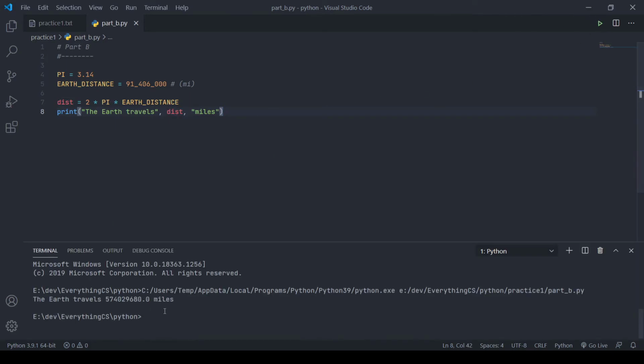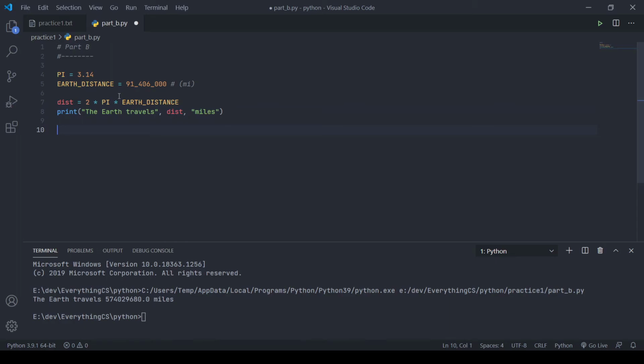So let's go ahead and run this. And then you'll see that the Earth travels, and it is formatted a little weird, and it did force it into a decimal because pi is a decimal. But let's go ahead and see if we can parse this here because it is a little hard to read. So it looks like it's 574,029,680 miles. So that's how much it travels every year. I don't know if that's exactly correct. I haven't looked it up, but I'm going to assume for this case that it probably is because it's only calculating the circumference. So that was the first part of the problem.